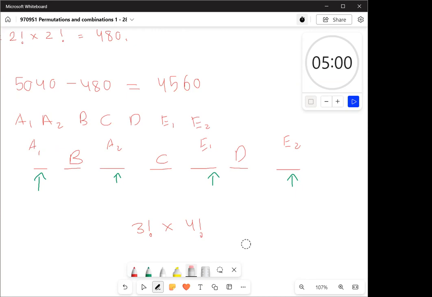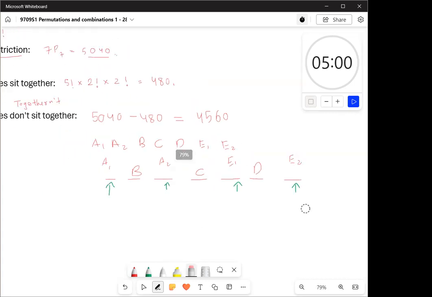Now, actually, the issue is 4 factorial. Why is it 3 factorial? Yes, yes, yes. Okay. Interesting. Never mind. Now, this way.